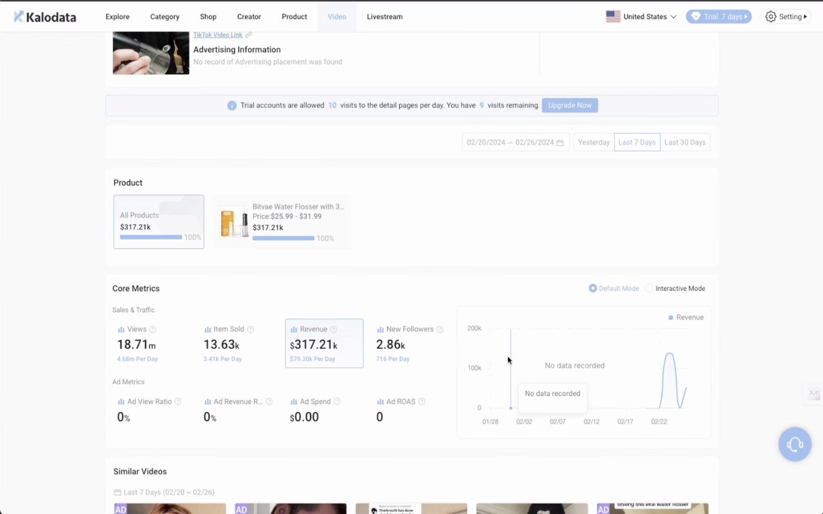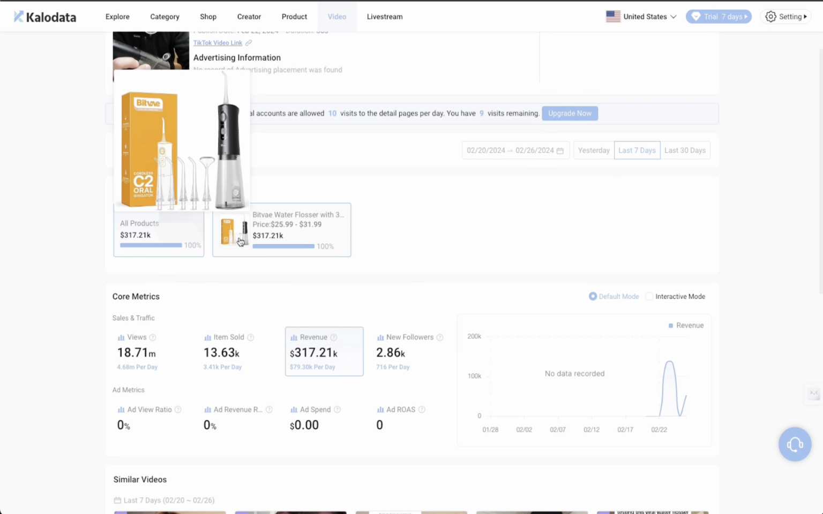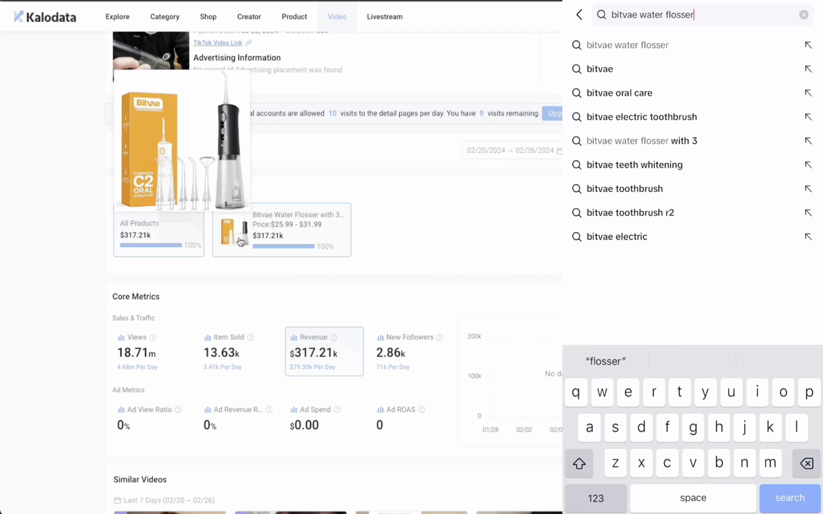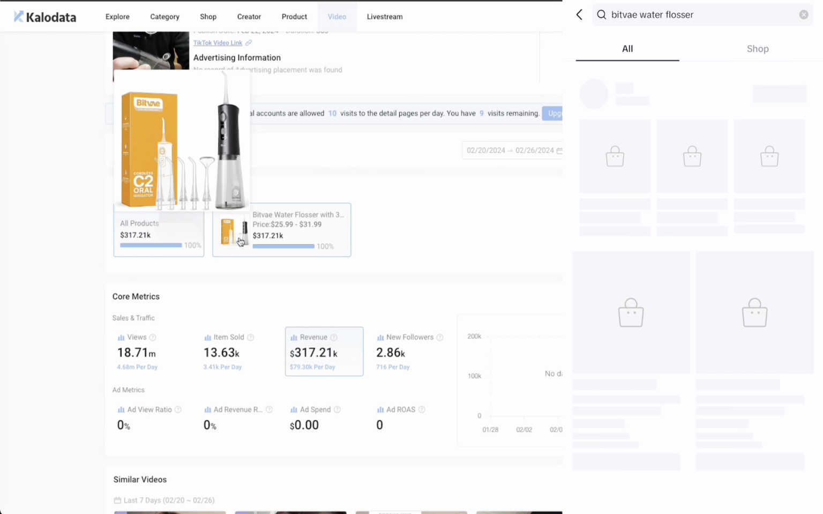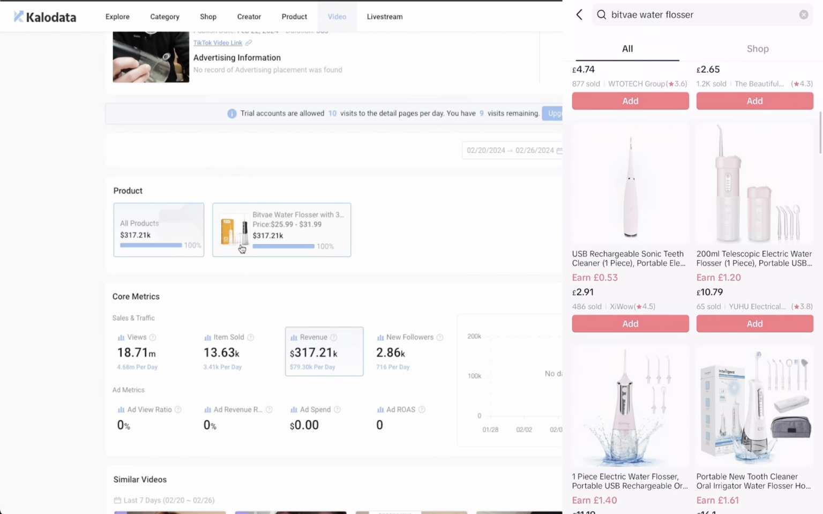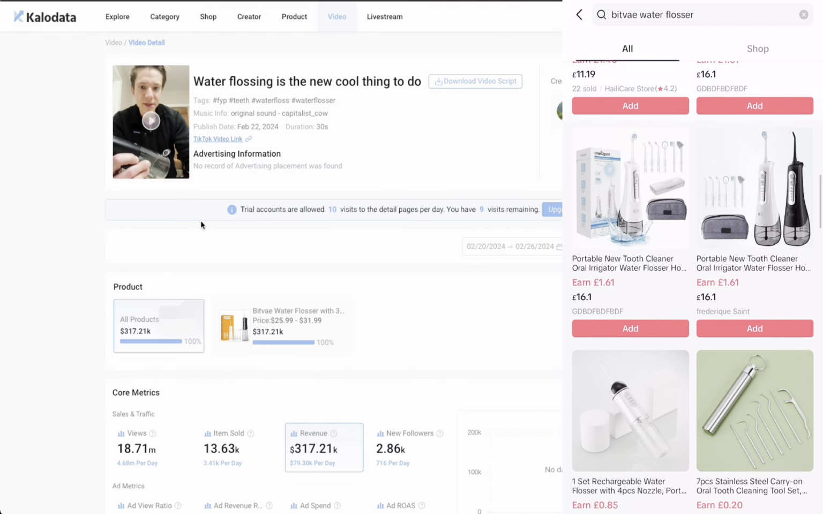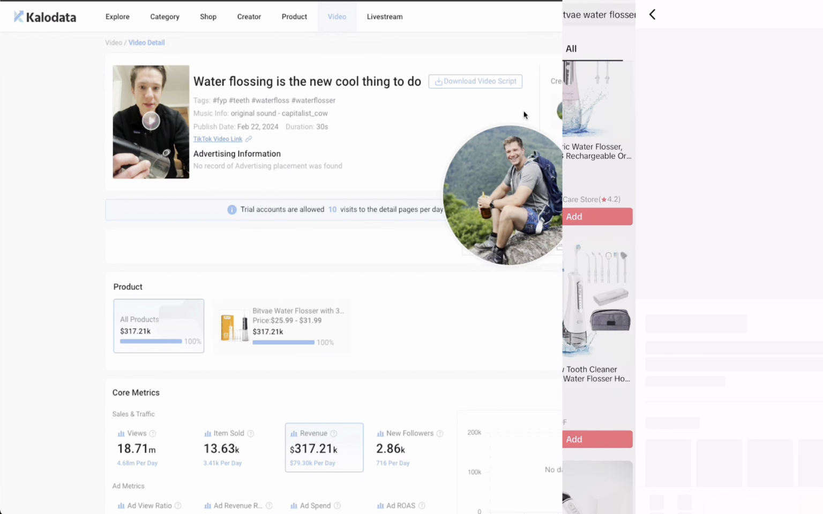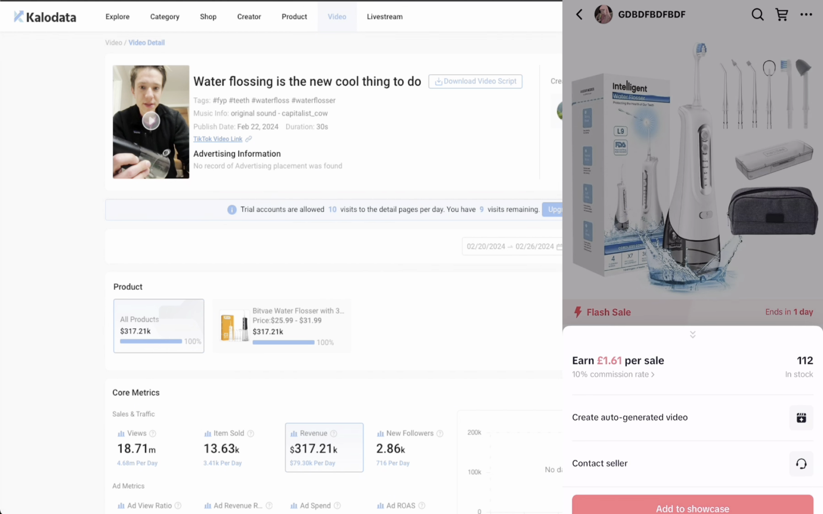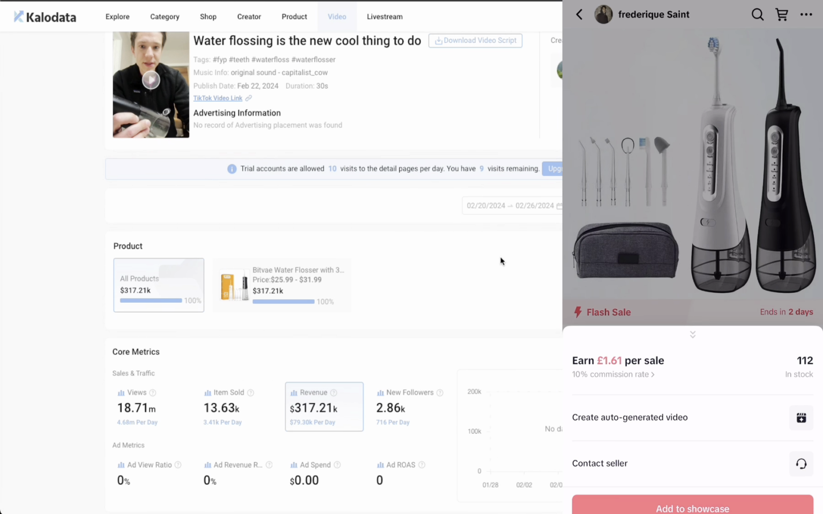Now, in terms of proving how much they earned, what I've done is I have looked for that product on TikTok shop. I can see the shop that I've come across, and this is not necessarily the same shop that the creator was promoting the product from, because remember, multiple shops can sell the same products. This creator is based in the US. This is a USA version of Kalo data. It's got other country versions on it, but I've got the USA version, but I'm based in the UK.